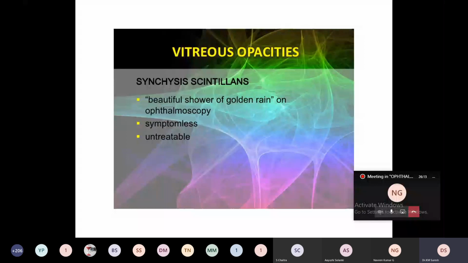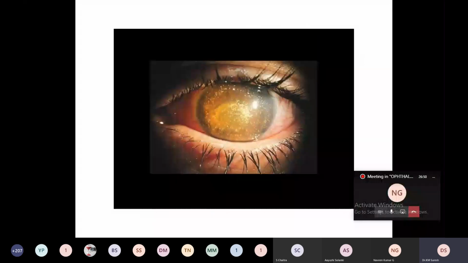So you must remember the differences between asteroid hyalosis and synchisis scintillans. In asteroid hyalosis, whatever shining spots are seen in the vitreous are fixed in position, while in synchisis scintillans, they keep moving like a shower of golden rain. It is symptomless here also, as they don't cause any significant loss of vision, so treatment is not necessary. This is a picture of synchisis scintillans.